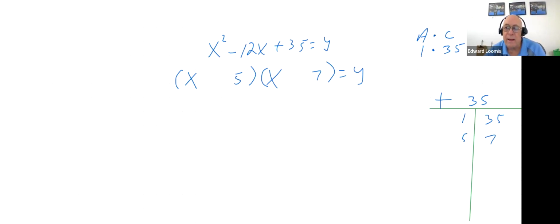Now, because I'm adding, that means the signs have to be the same. 7 plus 5 or -7 plus -5. The signs have to be the same because I'm adding. So the only way to get a -12 is for both of these numbers to be negative.